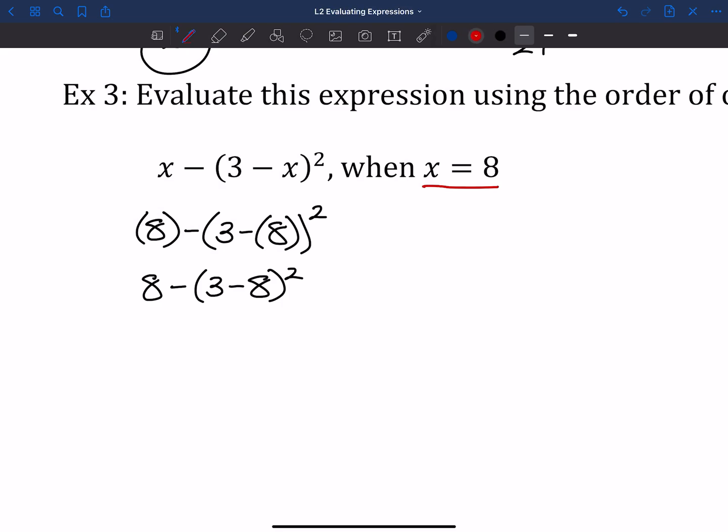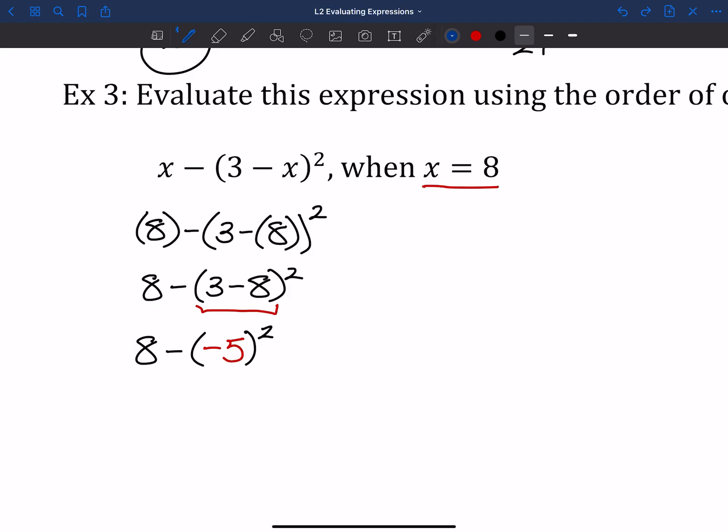Order of operations. I've got some parentheses here. We've got 3 minus 8. So we've got 8 minus, and then that stuff in the parentheses, 3 minus 8 is going to bring us down to negative 5. And again, in the last lesson, we talked about imagining it like an elevator. You're on the 3rd floor, and then you're going down 8 floors, so you're going to end up in the 5th basement level.